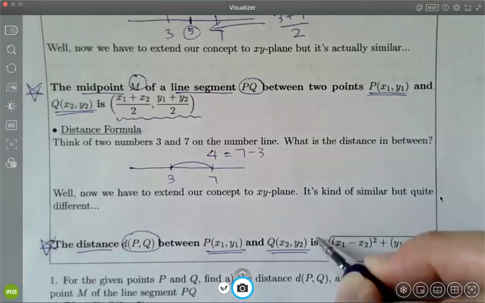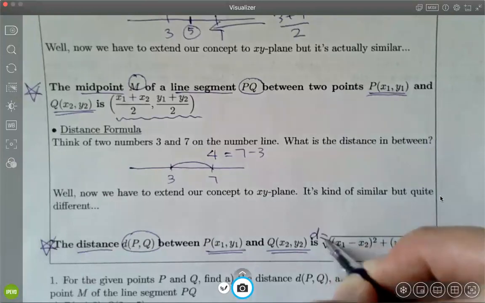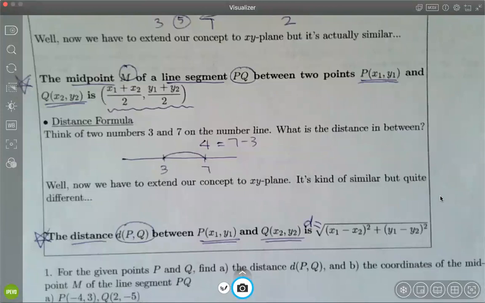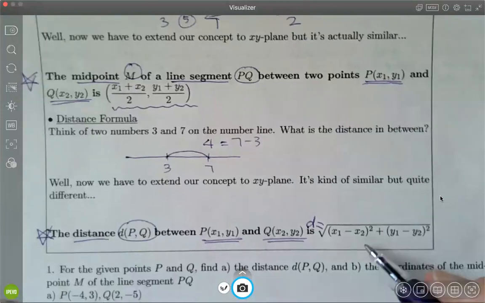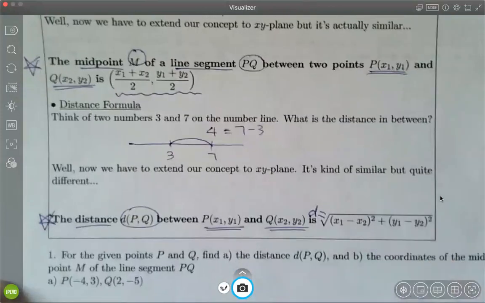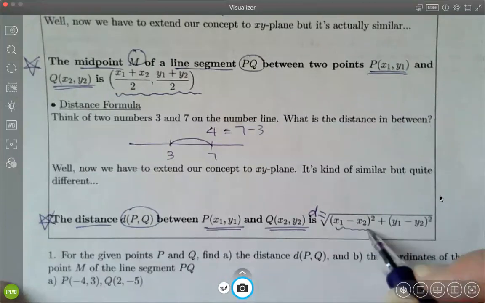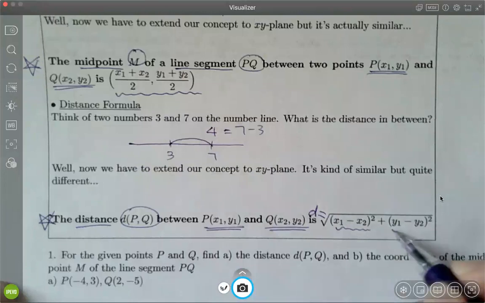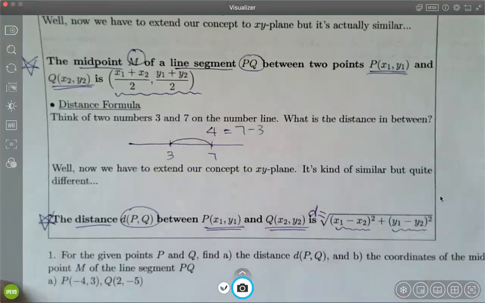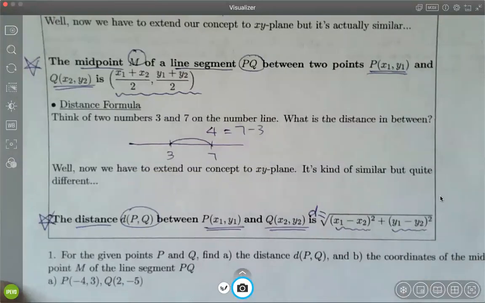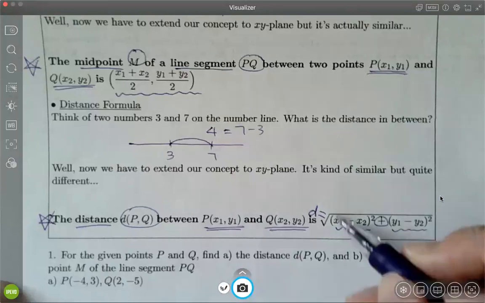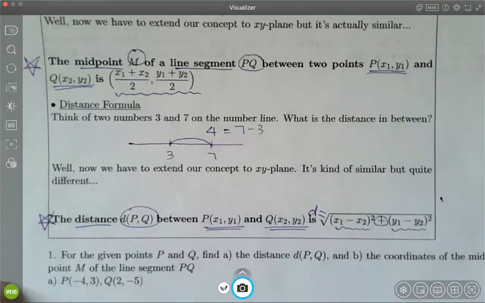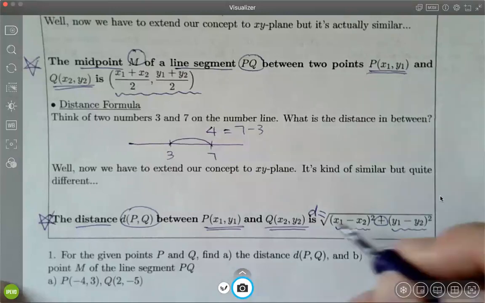So we write d equals, and look at this formula closely. So what do you have to do? Subtract the x coordinates and then subtract the y coordinates, but that's not it. You need to square it. Same thing for the y coordinates. And then you have to add them and then take the square root outside. Okay, so it's kind of weird.